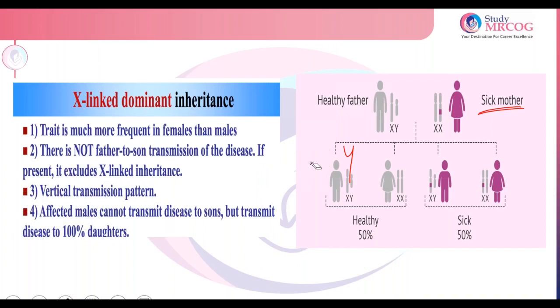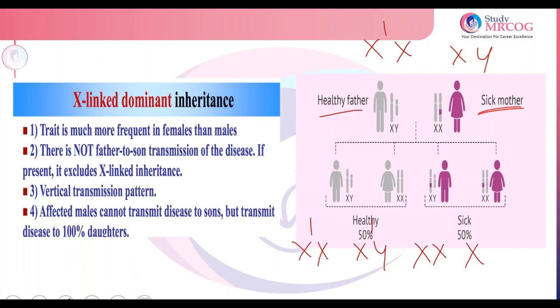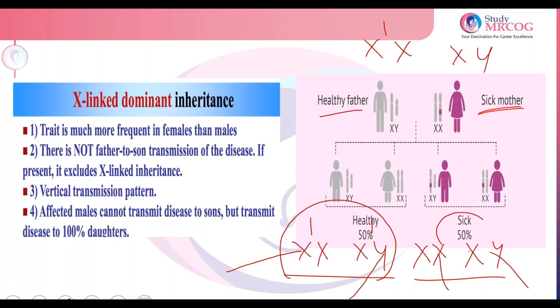So the example given here is the mother is sick, X dash X, and a healthy father, XY. So what permutation combination will we get? X dash X, X dash Y, XX and XY. Here you can see these two people are affected and these two people are normal. Because this is X-linked dominant, one girl and one son would be affected, the other daughter and the other son will be normal. That is, sick is 50%, healthy is 50%. So this is what it depicts.